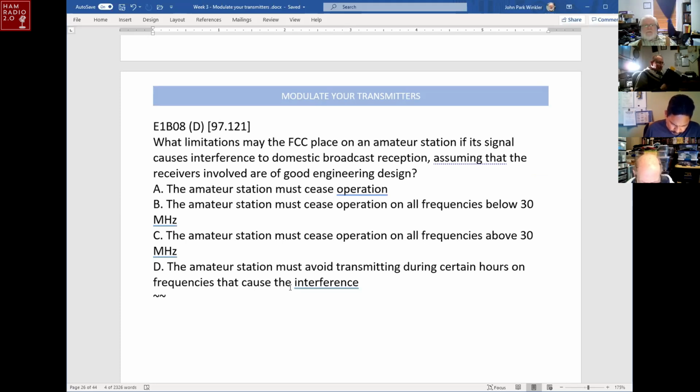This is usually applied when the amateur just really doesn't want to cooperate. The quiet hours are really determined by the engineer in charge at the FCC. It's not going to be that you can't transmit or operate at all, and it has nothing to do with the 30 megahertz. It's just having the quiet hours, the certain hours that cause the interference. That's all I want to say on that.